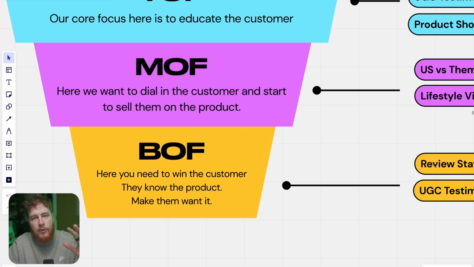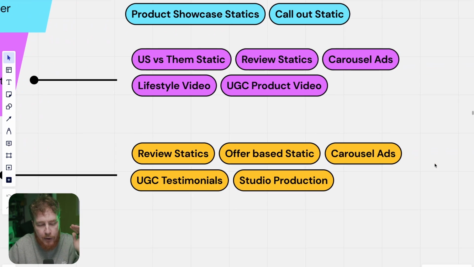Bottom of the funnel, now we want to make them want it. How do we do that? Review statics, okay? People love to buy from people. Offer-based statics, pull them in, 20% off, buy one, get one free. I don't care, whatever it is, an offer helps people click off and purchase your product. Carousel ads, again, let's use them again here. UGC testimonials, people buy from people, and studio production. Finally, we want to show how fantastic your product is in a lovely environment.